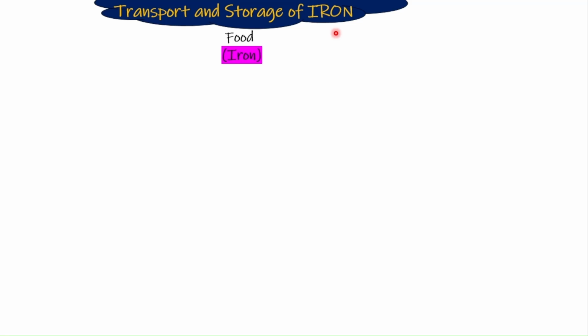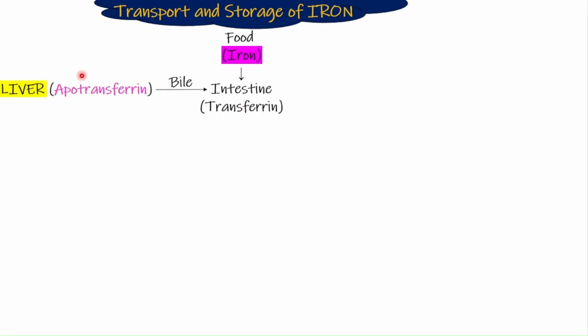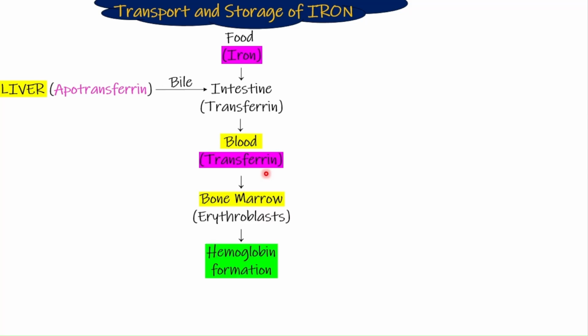Hello everyone, this is Medical Gateway, and today we're going to study the transport and storage of iron. If we eat something which has iron in it, the iron goes into our tummy and reaches the intestines. Now apotransferrin comes from the liver, and iron combines with apotransferrin in the intestine, and transferrin is formed. Transferrin is the form in which iron is transported in the blood. This iron is transported to where it is utilized, for erythropoiesis and hemoglobin formation.